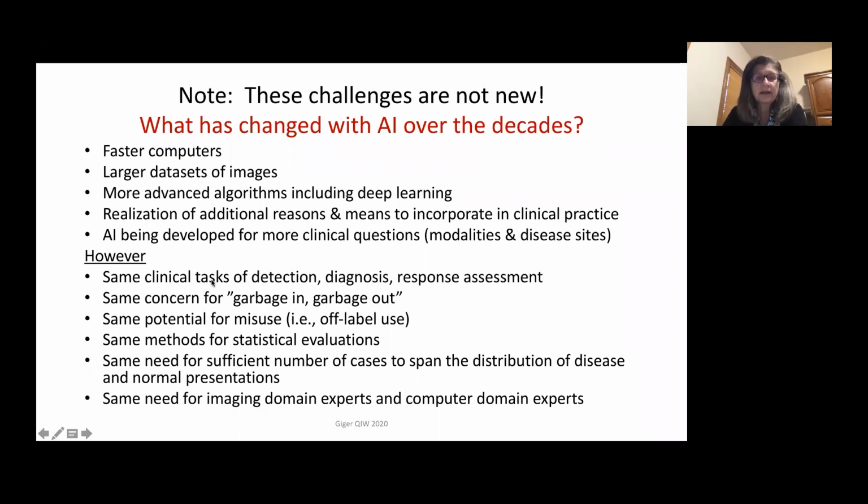However, the clinical task of detection, diagnosis, response assessment, those broad ones are the same. We have the same concern for garbage in, garbage out, the same potential for misuse, same methods of statistical evaluation, same need for a sufficient number of cases to span the distribution of disease and normal presentation, and same need for imaging domain experts and computer domain experts to work together.